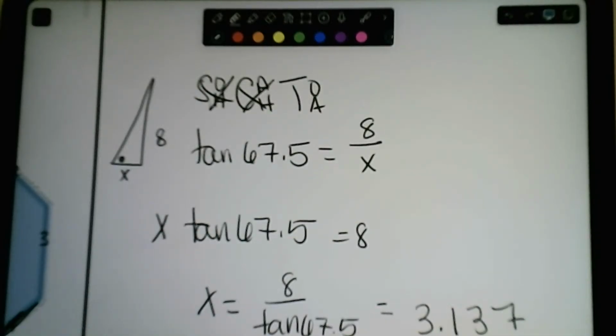Tangent is an action, so it's acting on the 67.5 and will give me some number that my calculator knows how to do, but I don't know, so I'll worry about it later. And because I'm trying to solve for x, and x now is being multiplied by whatever tangent 67.5 is, if I divide both sides by that, I will find that x equals 8 divided by whatever the tangent of 67.5 is, which according to my calculator was about 3.137.